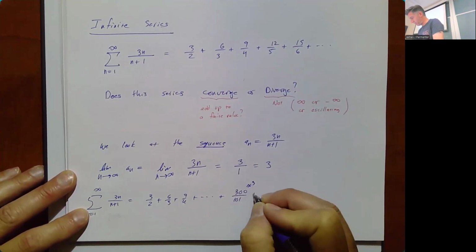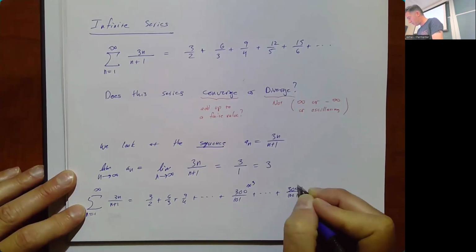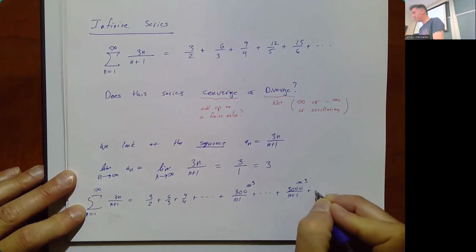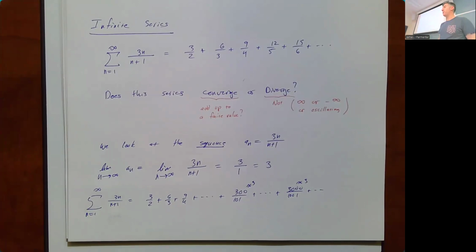And if we go even further, like to the 1000th term, we're going to get 3000 over 1001, even closer to 3. And we're going to do this forever. So what's in essence happening is that we're adding up an infinite number of numbers that are all really, really close to 3. And if we add up 3 plus 3 plus 3 plus 3 plus 3 plus 3 an infinite number of times, we're going to get infinity.